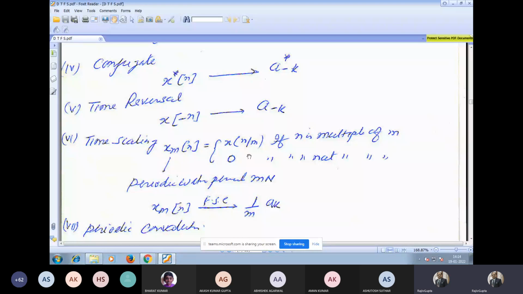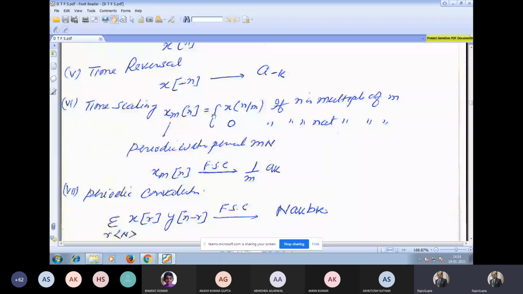Under this case, if a signal is scaled by this amount, then the Fourier series coefficient will also be scaled by a factor of 1 by m. So the original signal x[n] has Fourier series coefficient a_k. Now if it is scaled by a factor of 1 by m, then your original Fourier series coefficient will be multiplied by 1 by m, something like this.